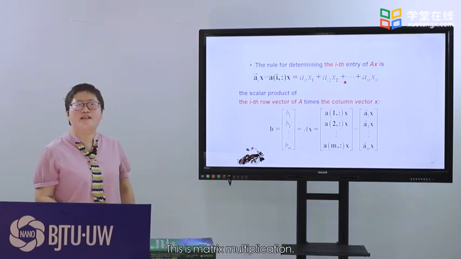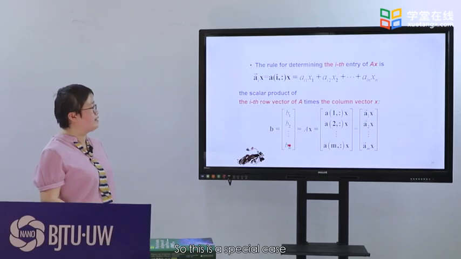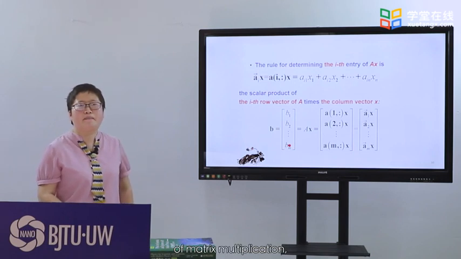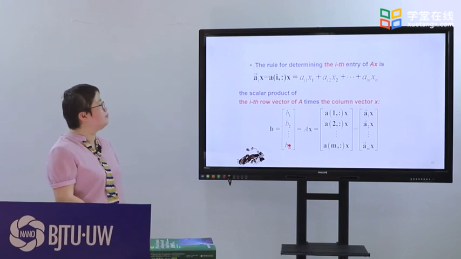This is a matrix multiplication, right? The ith row of A times the column vector of X. For each row, you do this operation, row times this column vector, and you will get eventually A times X. And A times X just equals B, where B is composed of b1, b2, ..., bn. Okay, so this is a special case of matrix multiplication, which is derived from the linear system.